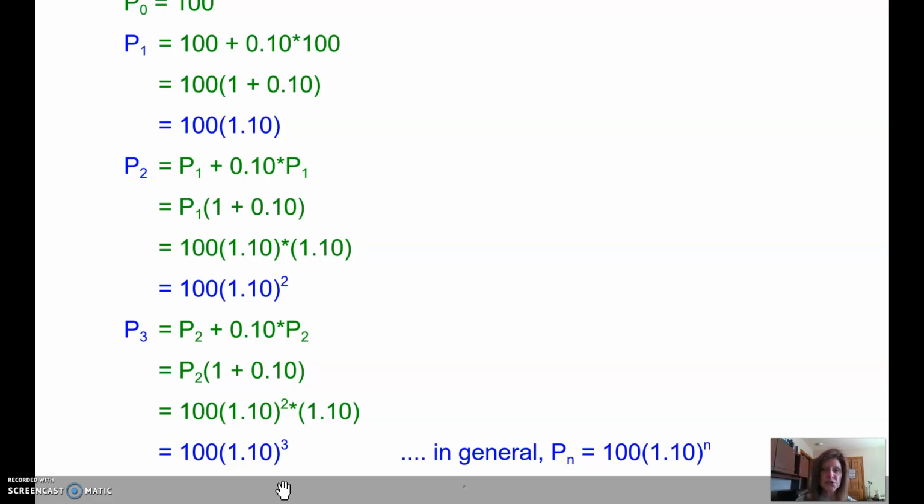So it really is true that in general, P sub n is going to be equal to the 100, the initial value, times 1.10 raised to the n power. So this inside here is like my growth multiplier. It involves the growth rate. We'll talk about that a little bit more in the next video.